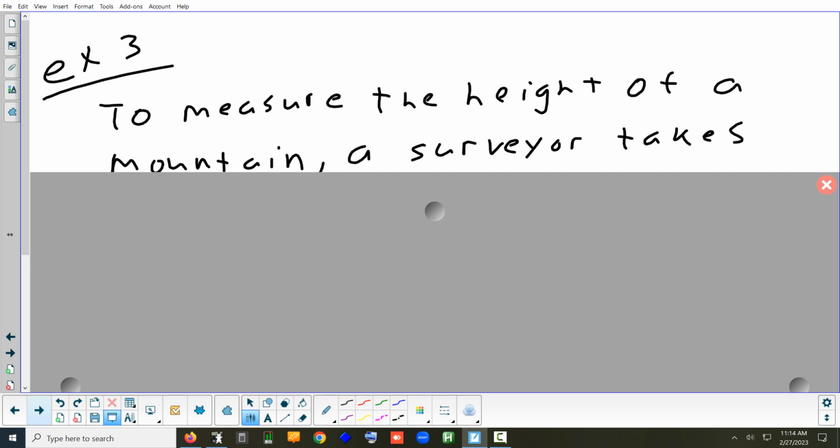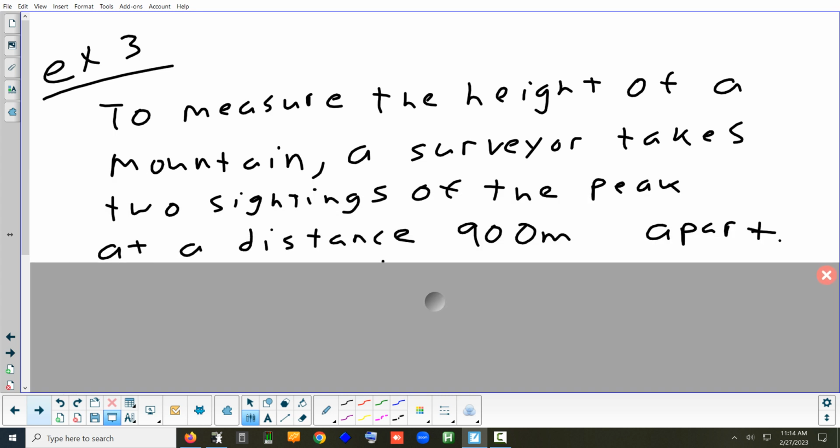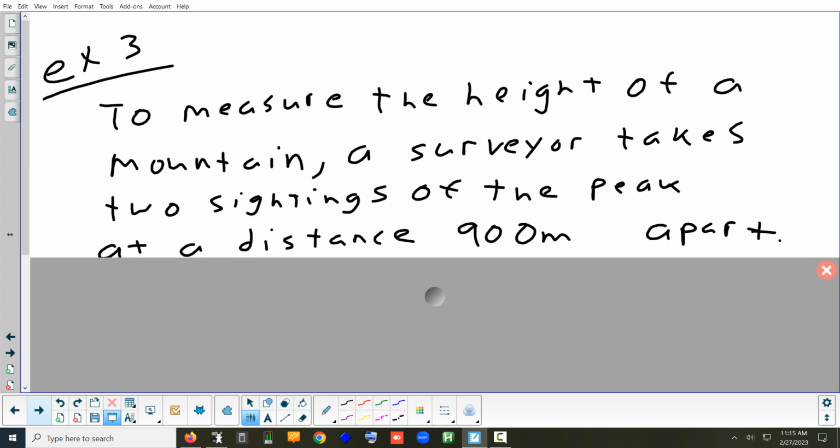All right, so to measure the height of a mountain, a surveyor is going to take 2 measurements. You stand in one spot, you take a measurement, you back up a known amount, so you have to know how much you back up, and then you measure again. Using those 2 measurements, you can find the height of something that's in the distance. The key is when you measure each time, you have to know how far apart your measurements are.